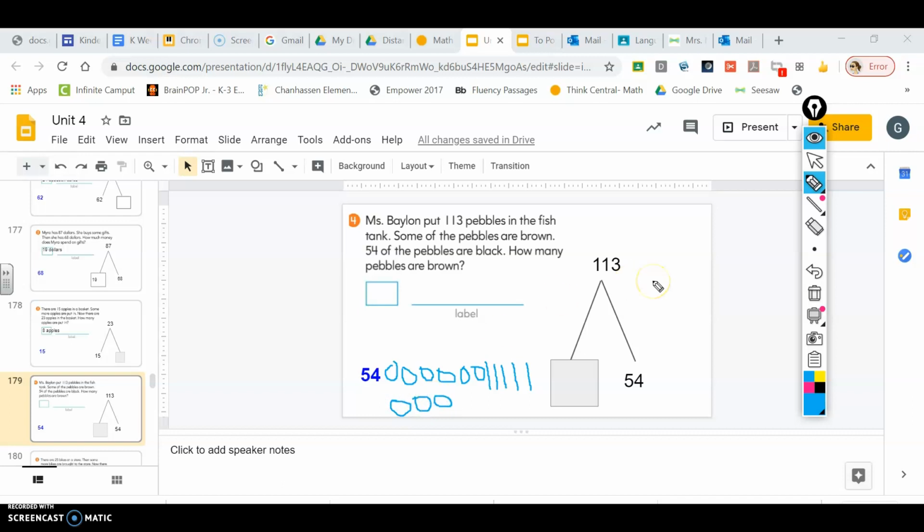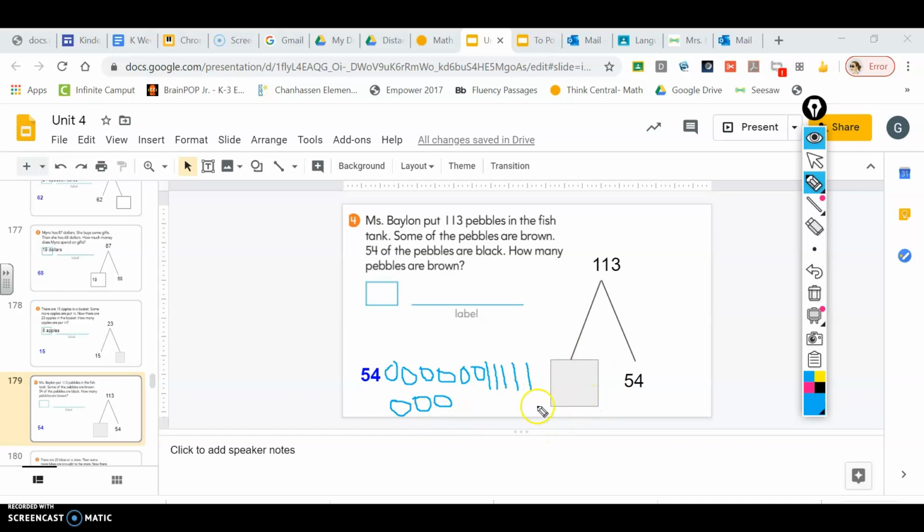113. Now let's count to make sure that we got that correct. We didn't miss a 10 or a 1. 54, 55, 56, 57, 58, 59, 60, 70, 80, 90, 100, 110, 111, 112, 113. So we know we got that. The total is 113. Now we need to add all these unknowns to figure out our unknown here.